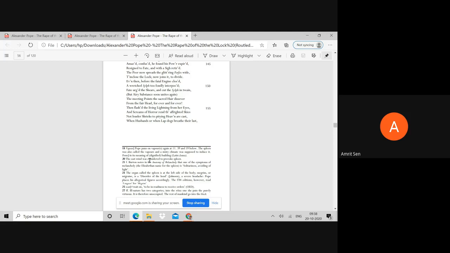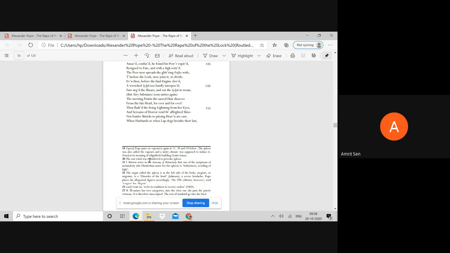Not louder shrieks to pitying heaven are cast, when husbands or when lapdogs breathe their last. You once again have the zeugma operating there. So the death of the husband and the death of the lapdog are similar in that sense, that for the woman, Pope's misogyny is visible here, the lapdog is as important as the husband. Now, Steele in the Tatler, and various other journals, also commented on the 18th century woman's fascination with pets, especially parrots and lapdogs, which were great favorites, and more important to them than the husband.